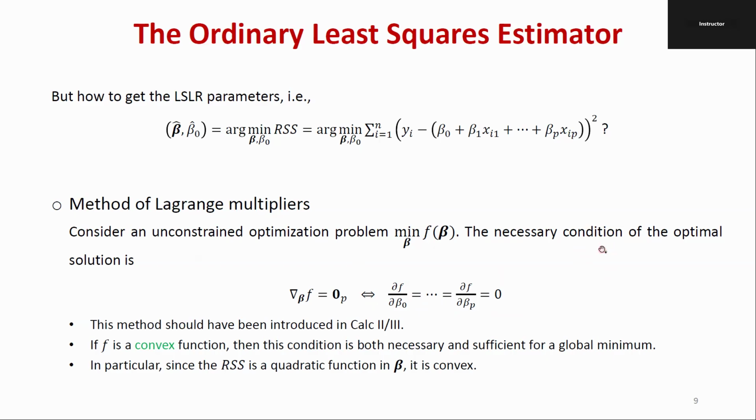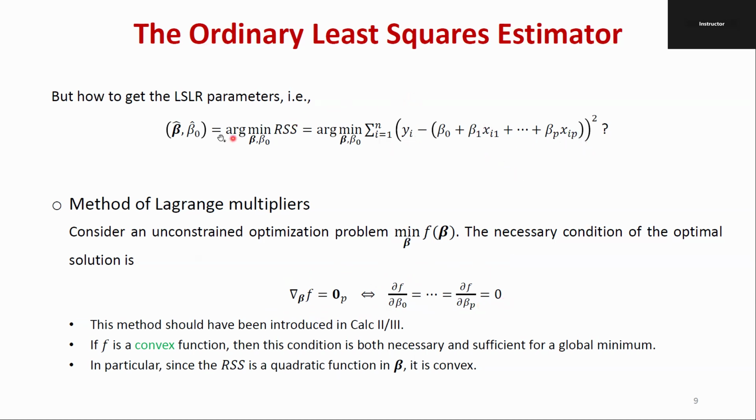It means if I give you an optimal solution, then this optimal solution must satisfy this condition. However, as we define it to be a quadratic function, which is a square here, this function is a convex function. And for a convex function, this condition is both necessary and sufficient for a global minimum. What does it mean? This is also a sufficient condition. It means for any point beta, as long as this condition is satisfied, this beta must be the minimizer.